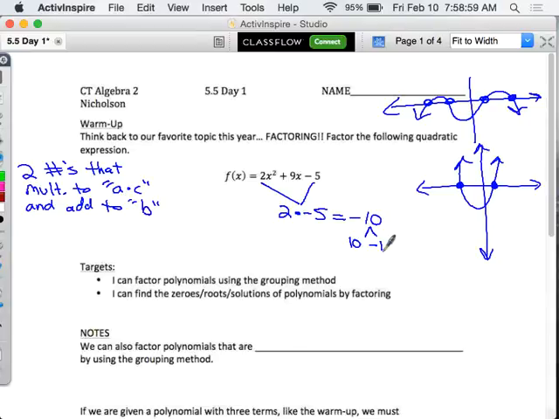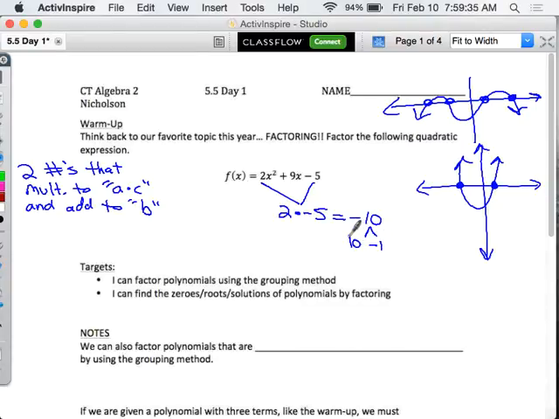And in this case, we got lucky. Those are the 2 numbers that work. 10 times -1 is -10, and 10 plus -1 is 9. So our 2 numbers are 10 and -1. Once we find them, we always take the 2 numbers and plug them in for that middle term. So instead of a 9x, we're going to write 10x minus 1x. This middle term gets erased, and it gets replaced with these 2 things instead.